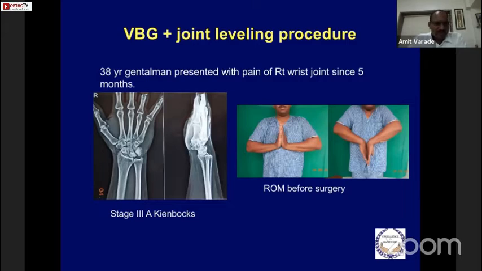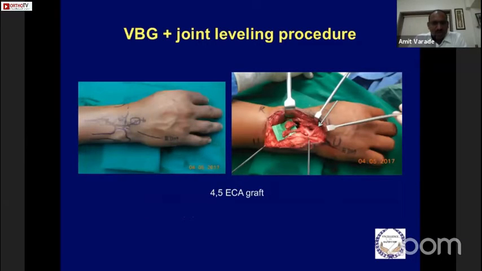We'll see this example. This patient had stage 3A of Kienböck disease. For this patient, we considered a combined procedure: vascularized bone grafting with a 4-5 extensor compartmental artery graft and joint leveling by radial shortening osteotomy.